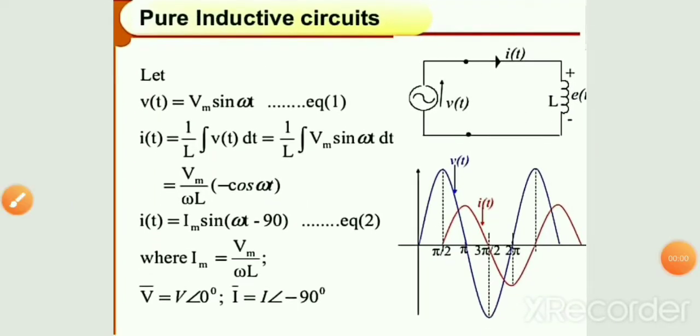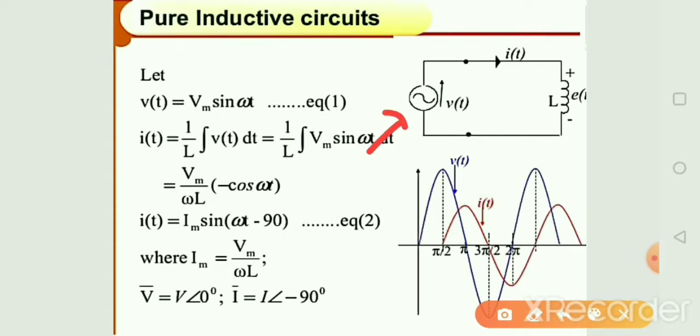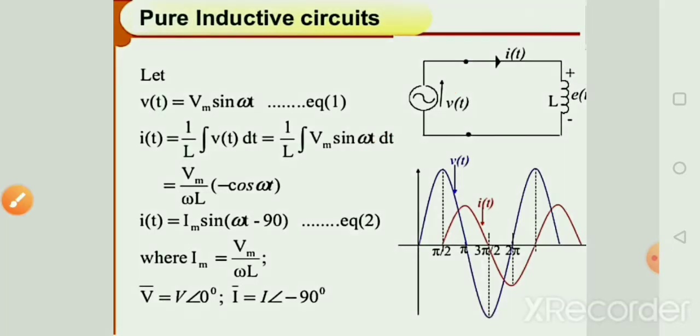Now, a pure inductor is practically not possible. This is a circuit to which we give a supply voltage V, which is Vm sin omega t, and it consists only of an inductor, and the current flowing through the circuit is denoted by i(t).